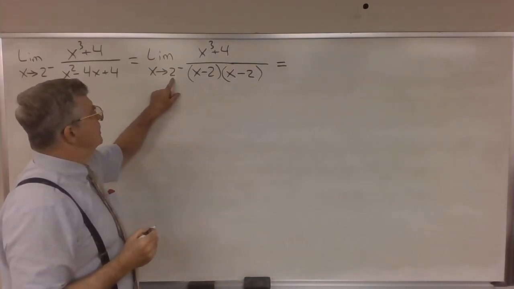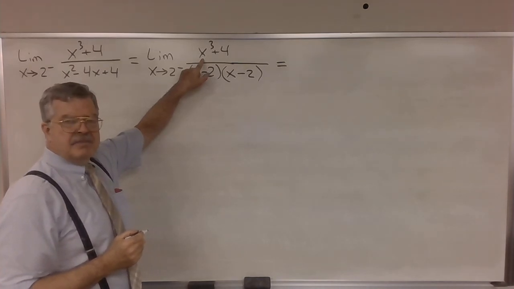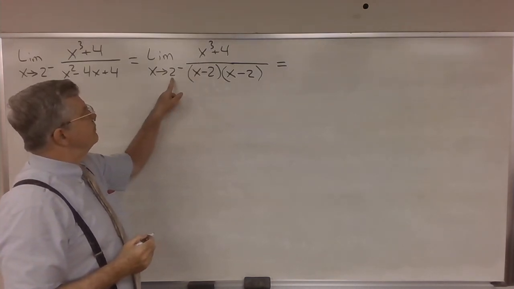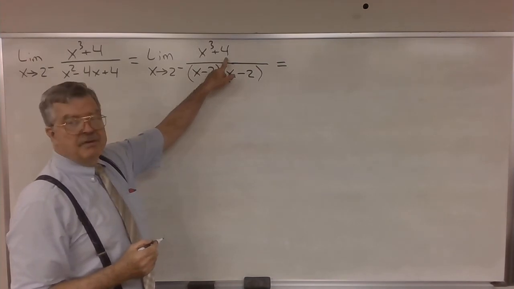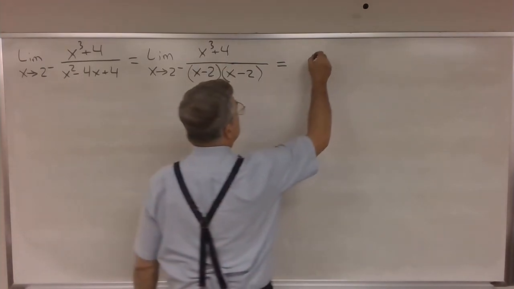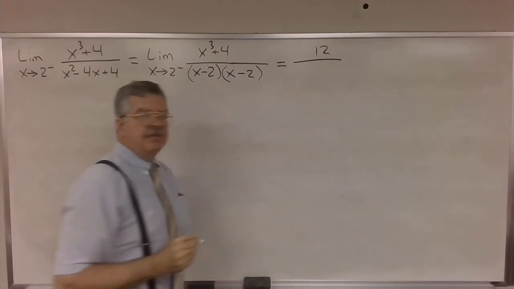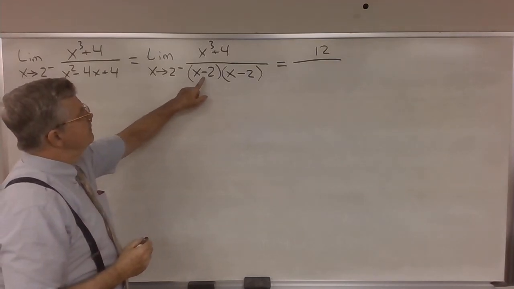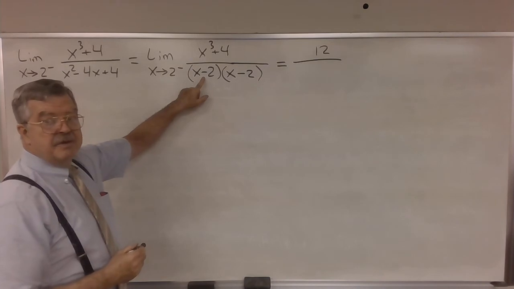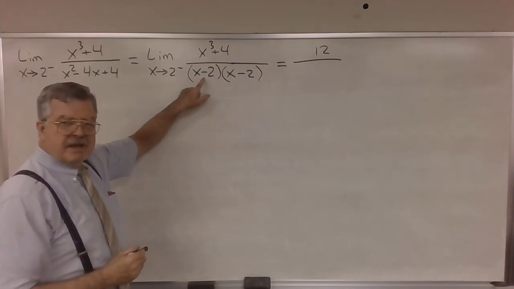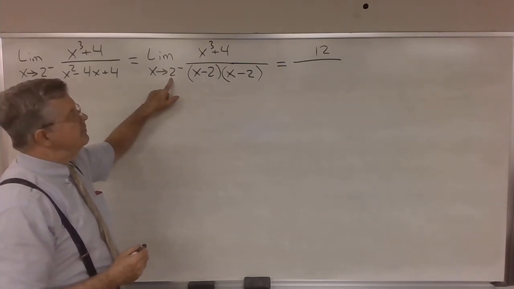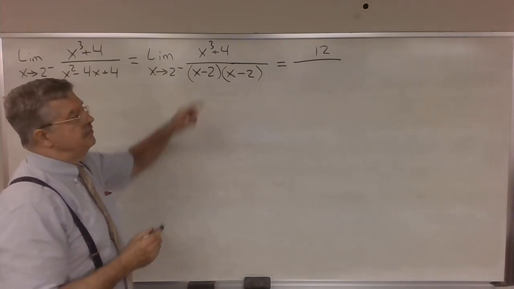As x approaches 2, what happens to x cubed? It looks like 2 cubed, doesn't it? It looks like 8. So when x approaches 2, x cubed plus 4 looks a lot like 8 plus 4. So for all practical purposes, the numerator is 12. Now, as x approaches 2 from the left, x minus 2 is going to go to 0. But it never actually becomes equal to 0 because x never actually becomes equal to 2. But it gets arbitrarily close to 0.